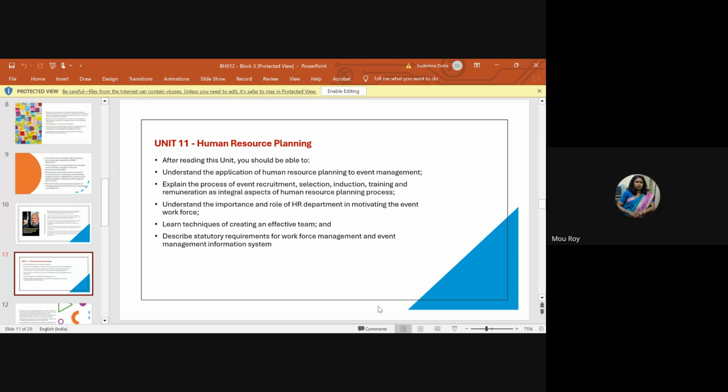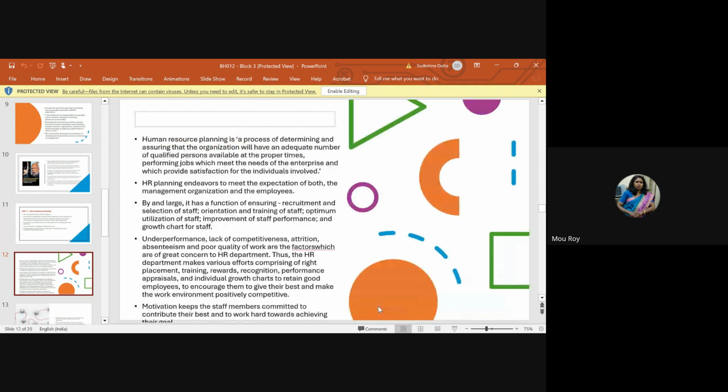So standing operating procedures are what you follow to do your work; whichever activity takes place, you have to go as per the SOPs. Now, human resource planning is a process of determining and assuring that the organization will have an adequate number of qualified persons available at the proper times, performing jobs which meet the needs of the enterprise and which provide satisfaction for the individuals involved.